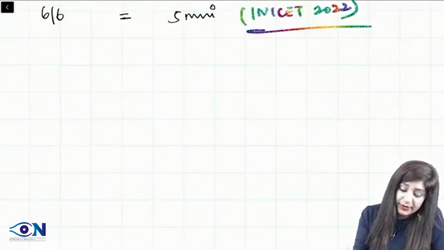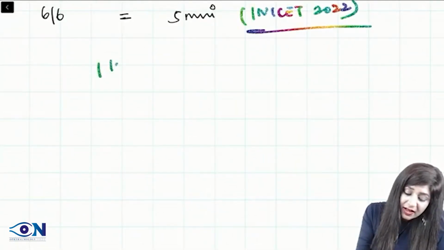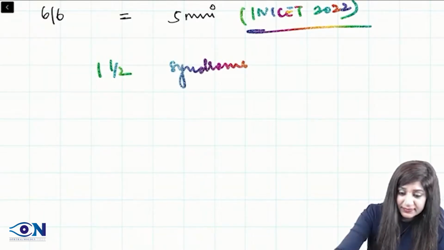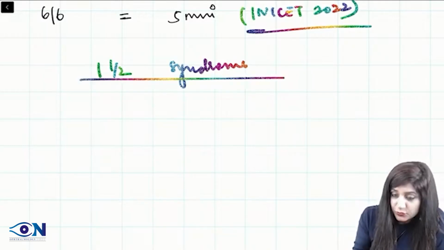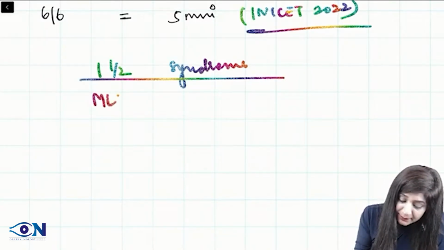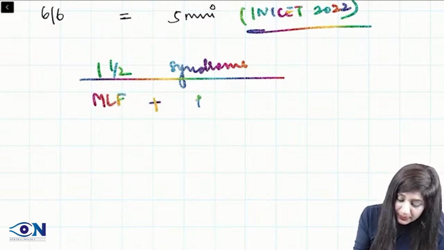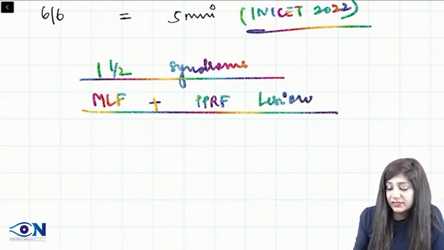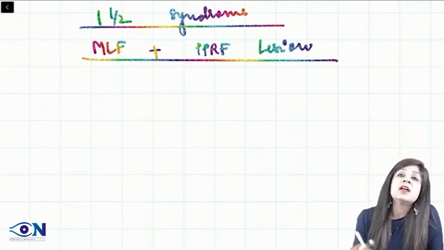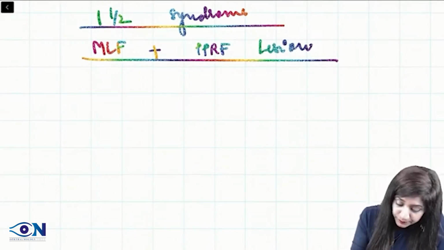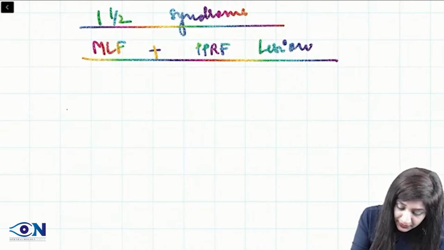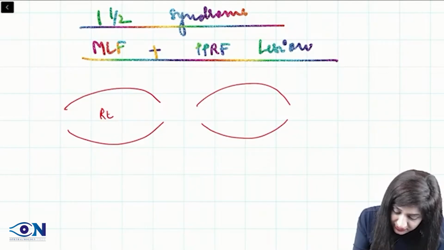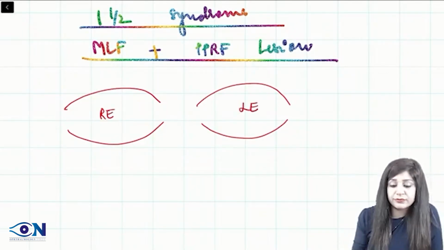1.5 syndrome. Okay. If I talk about 1.5 syndrome, it is actually due to the MLF lesion plus the PPRF lesion of the one side. So on the same side, I am having the MLF lesion also, and I am having the PPRF lesion also. So suppose I am making these eyes something like this. This is the right eye and this is the left eye.